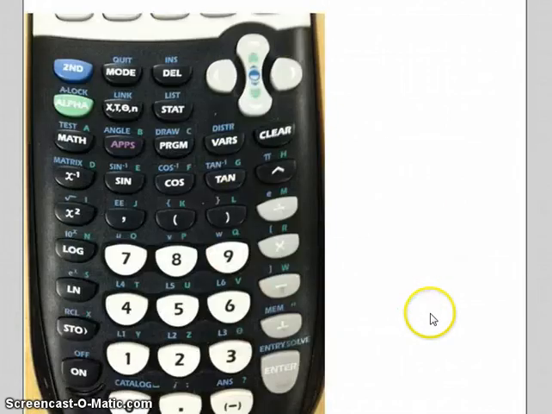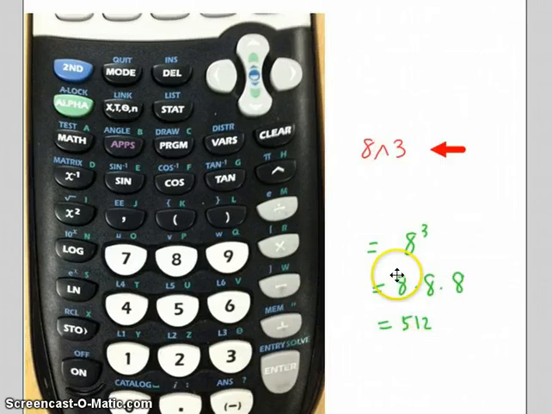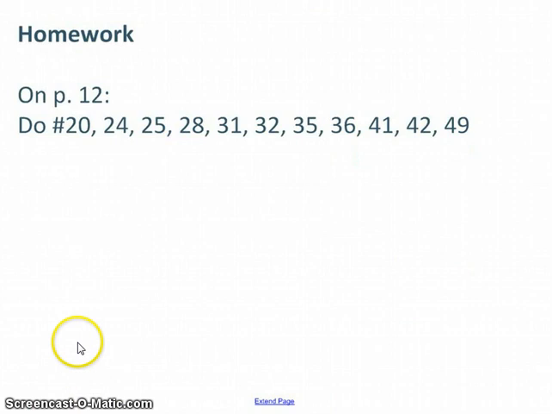Third type. This is a graphing calculator like the one I have. In this case, I've got to do something completely different. There is a squared exponent, but there's no cubed exponent on here. So I've got to do 8 up arrow 3. I hit 8, and then that up arrow button, and then 3, and then I hit enter. And that's going to give me the 512. So what you have to do depends on your calculator. Here's your homework. Come into class with that, and we'll talk tomorrow.